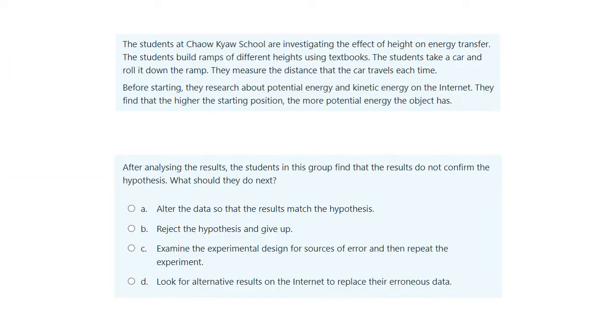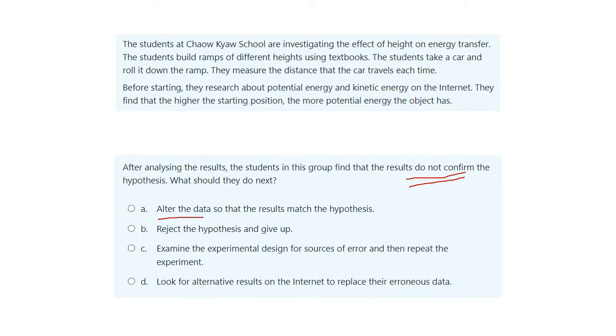After analysing the results, the students in this group find that the results do not confirm their hypothesis. Do not confirm. Why don't they confirm? Well, they said the taller the ramp, the further the car will go. But the lowest ramp did not go the shortest distance. The car on one textbook went further than the car on 2 textbooks. So what should they do next?